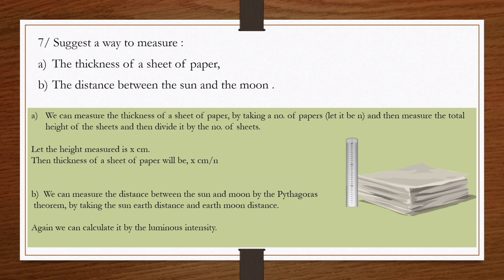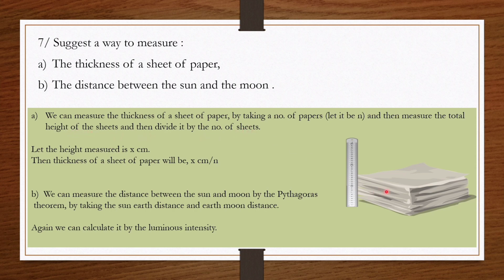And here is our question 7, the last question of this session. It asks to suggest a way to measure the thickness of a sheet of paper and the distance between the sun and the moon. First we have to measure the thickness of a sheet of paper. We can measure it by taking a number of papers, let it be n, then measuring the total height of the sheets and dividing it by the number of sheets.